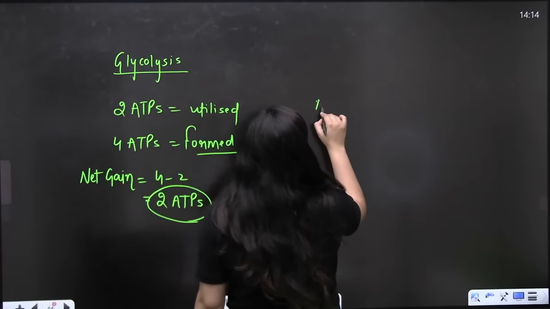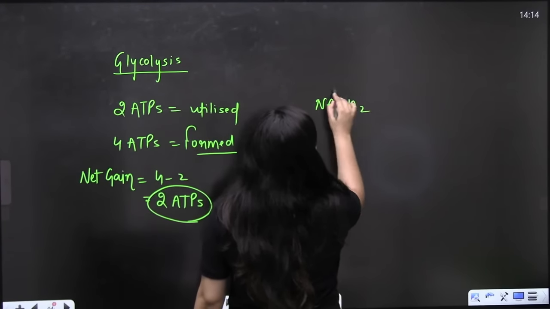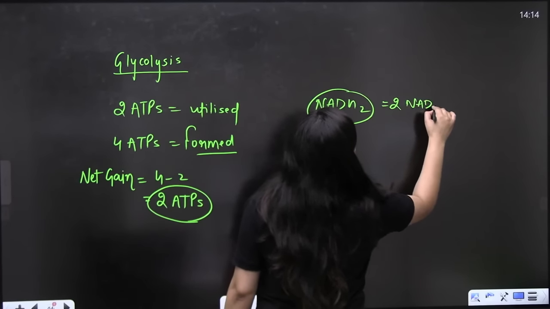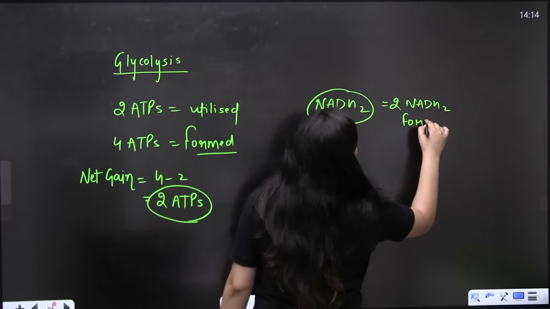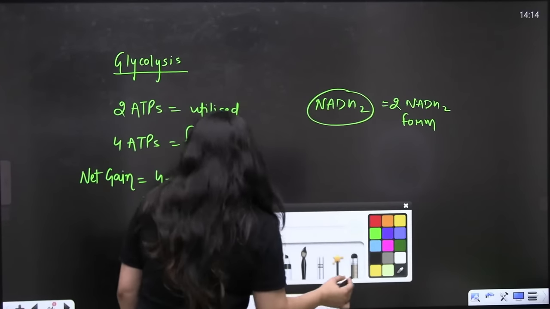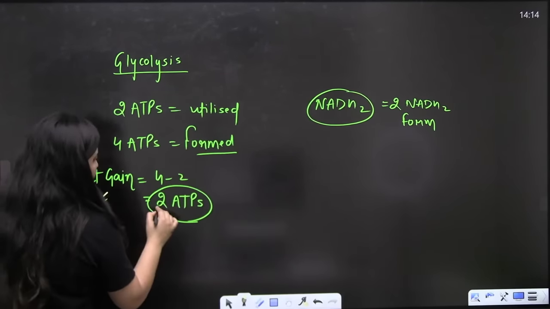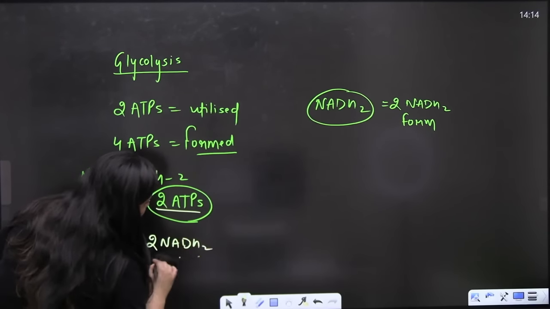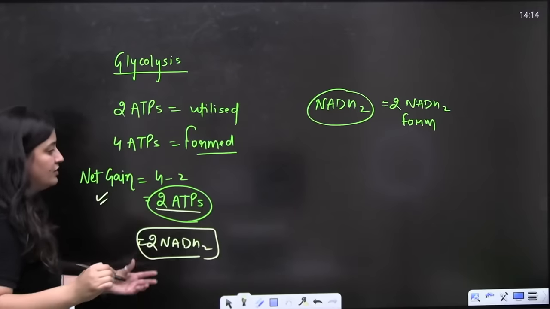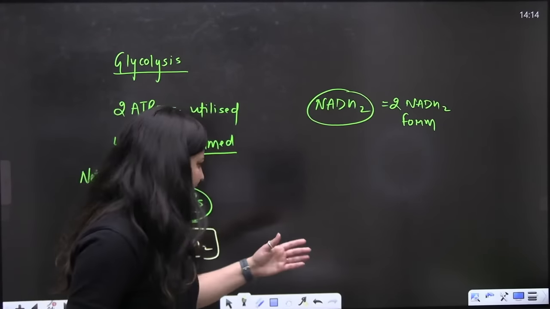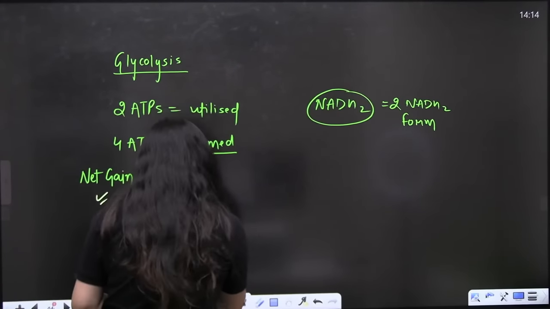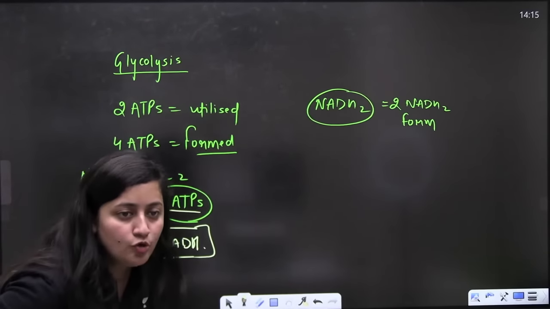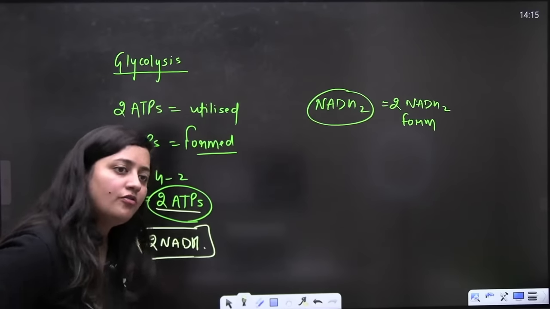Now come to the NAD. How many NADH2 will form? 2 NADH2 will form. So overall, from glycolysis, can I say that 2 ATPs, 2 NADH2 and 2 pyruvate will form? Can we mention it? Of course, we can.